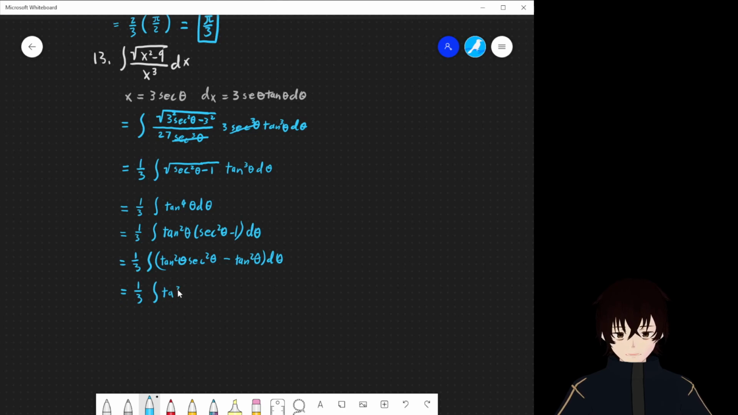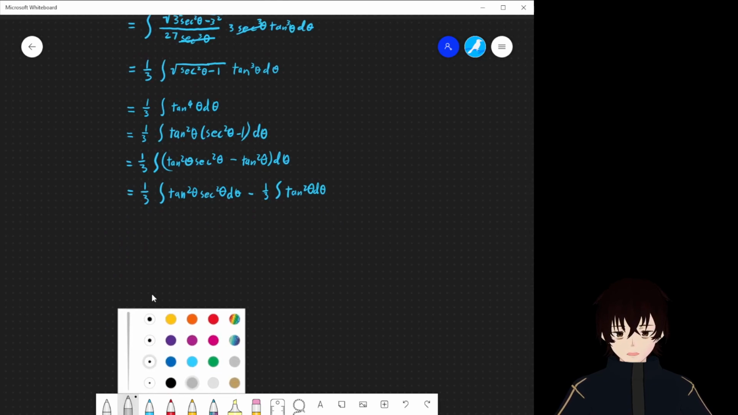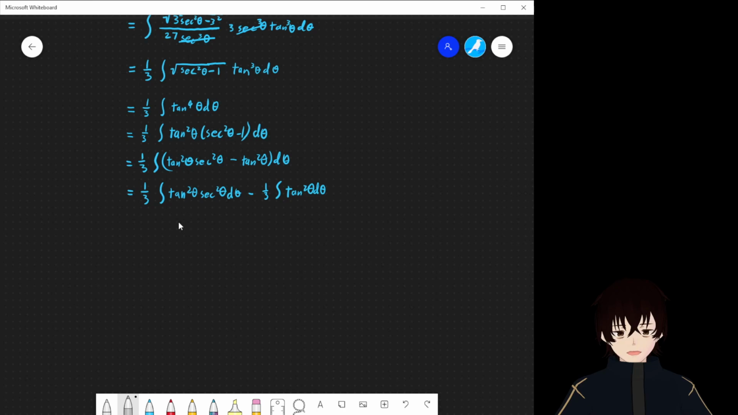We want tangent squared theta, forgot the n, secant squared theta minus, let's write this separately, d theta minus 1/3 times the integral of tangent squared theta d theta. Now to solve tangent squared theta secant squared theta, use substitution.